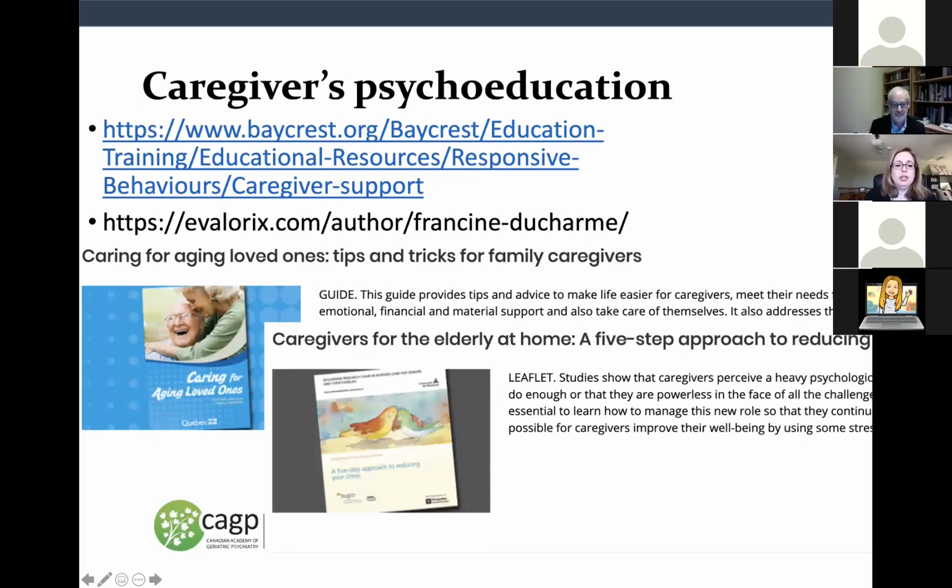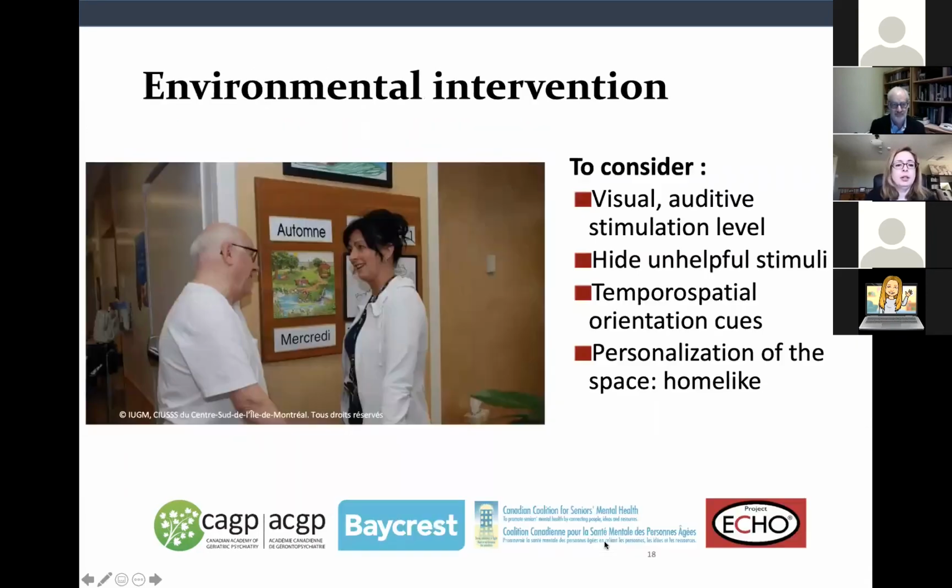For caregiver psychoeducation, I put some that I'm aware of for caregiver support, about PTSD. Then if we look at environmental intervention, some specific aspects to consider are, first, the level of stimulation, either visual or auditory, to hide unhelpful stimuli, to give some temporospatial orientation cues, and also to personalize the space.